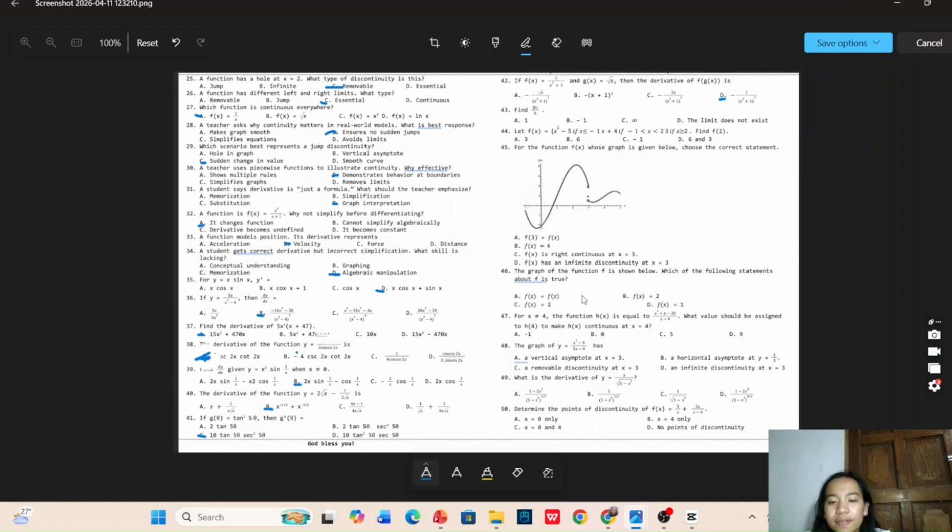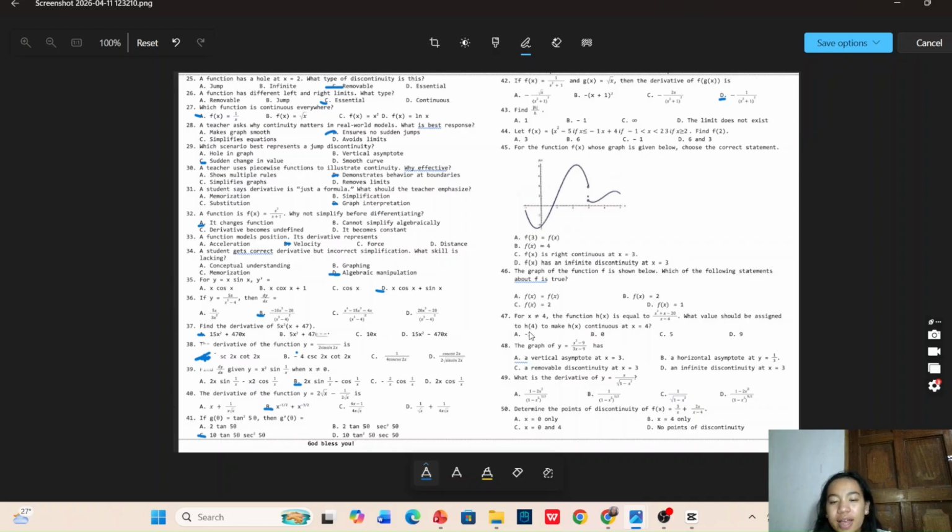Number 46, the graph of the function f is shown below. Which of the following statements about f is true? Number 46, that is letter B. F of x is equal to 2, which is just the same as letter C. It can be letter B or letter C.